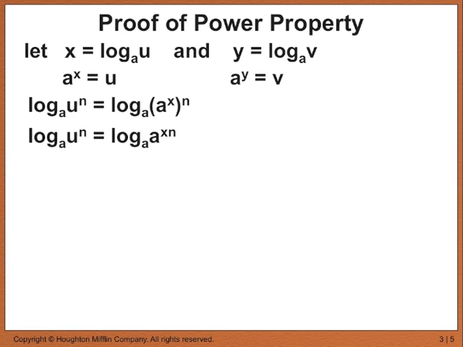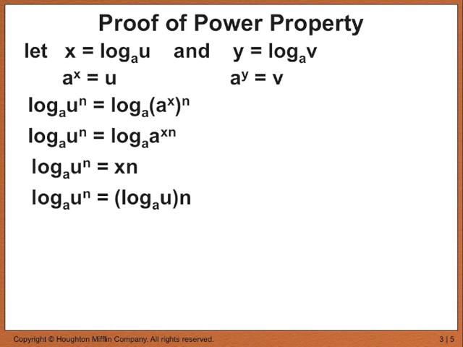Now log base a of u to the n equals log base a of a to the xn. And that's simply Algebra 2 behavior of exponents. And so the parentheses disappear. And that means that log base a of u to the n equals xn, because log base a of a to the xn reduces to simply xn by the logarithmic identities we already learned. And finally, log base a of u to the n equals log base a of u times n. And finally, we have the last step of our proof, log base a of u to the n equals n log base a of u.